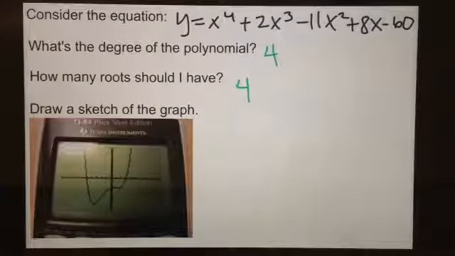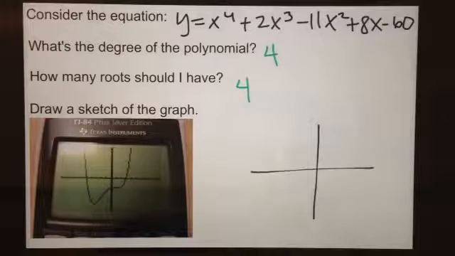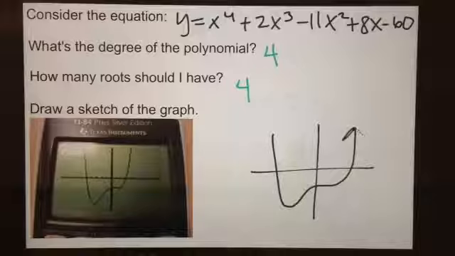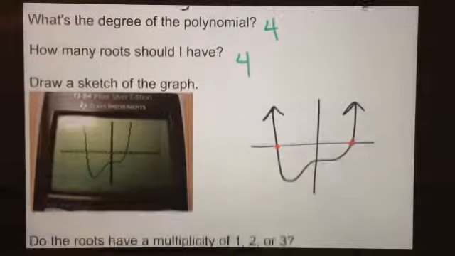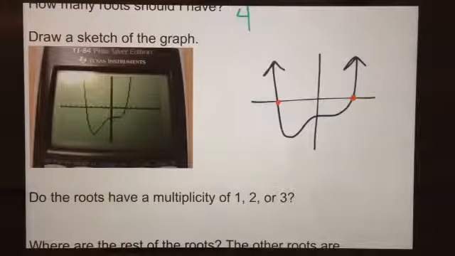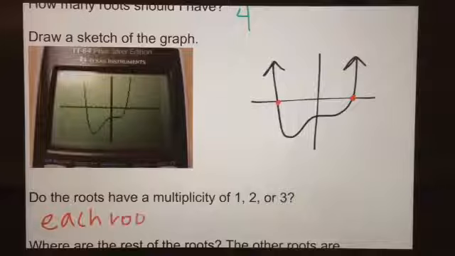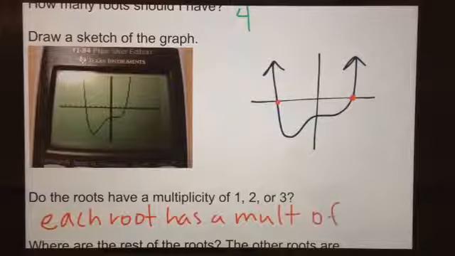So here's what the graph looks like on the calculator, and you can go ahead and draw a little sketch of it on your paper. So it looks something like that. And if you look at the picture, it appears to only have 2 roots. It's got a root right here and a root right there. Each of those 2 roots has a multiplicity of 1.